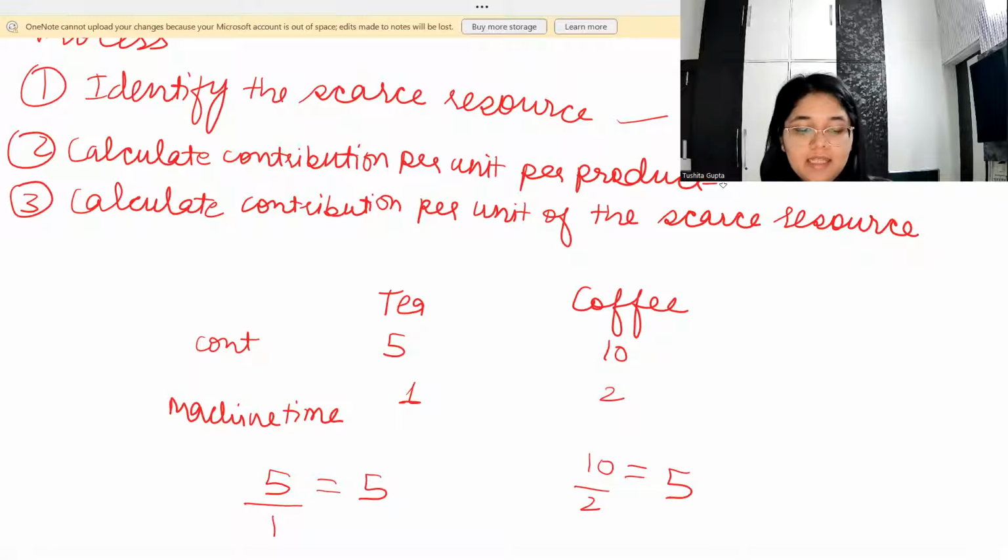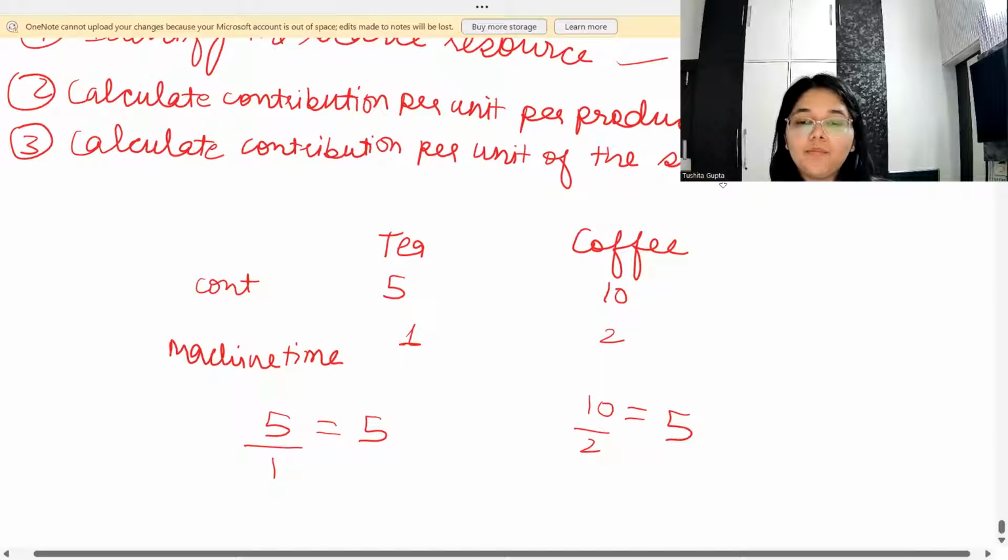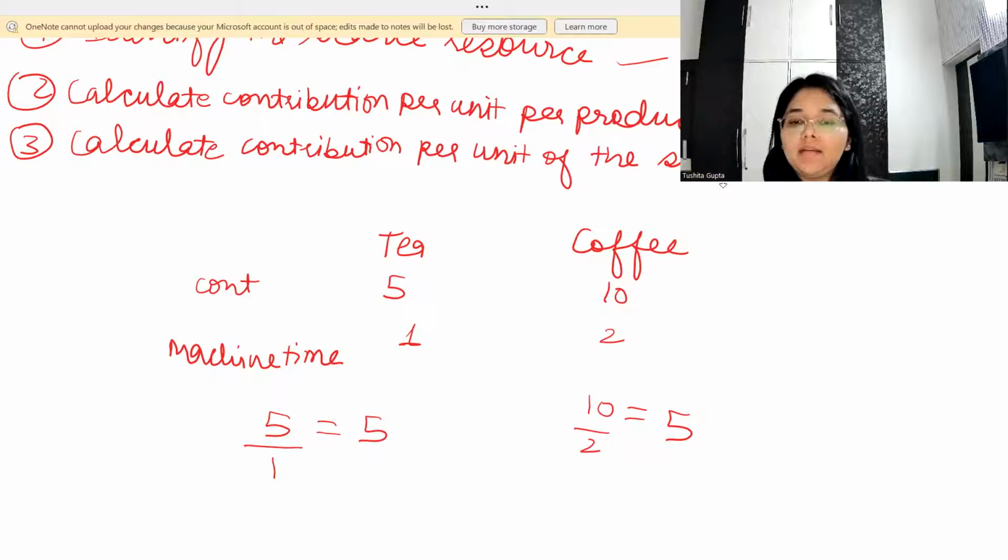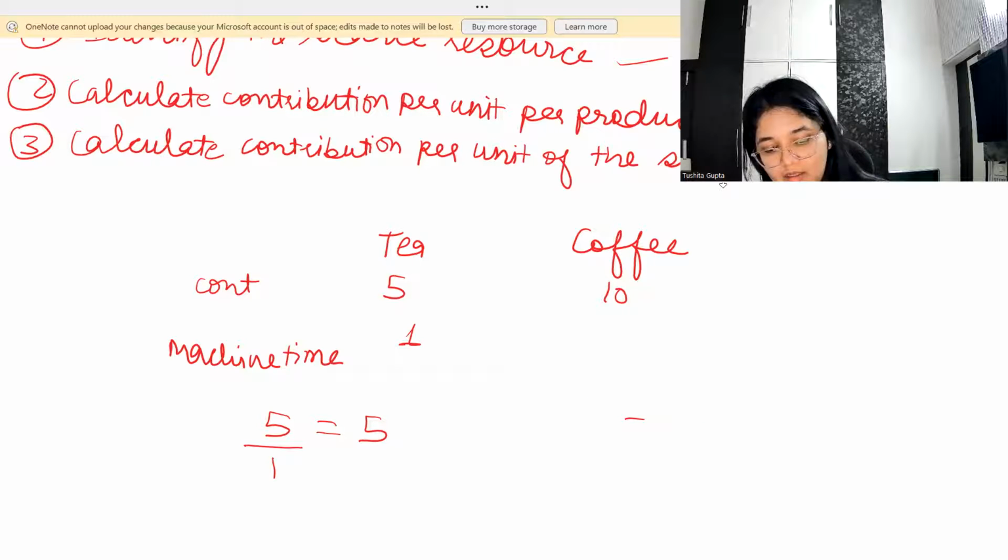So I can see that for each unit of the machine time, in 1 minute I'm only earning 5 in terms of tea, and I'm earning 10, the contribution that I'm earning per machine time, like per unit of the machine time, which is my scarce resource, is also 5. So over here it won't really matter. Probably let me try to change the time it is taking. Perhaps let's take over here.